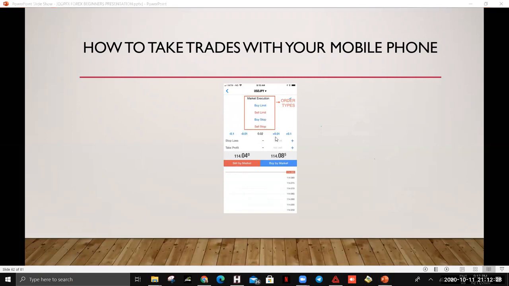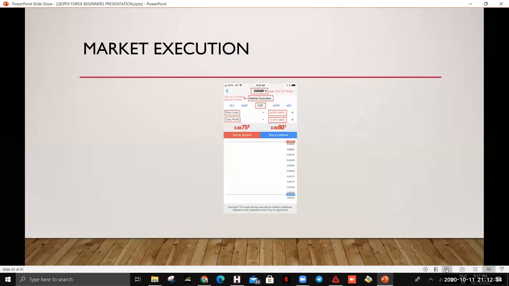Okay, now this is how your mobile interface looks. Now let's go to the next one. Now look at an instant execution. When you have an instant execution, you don't see limit order. All you need to place is your stop loss and your take profit. And you click sell by market or buy by market. You see how it works. Your instant execution, you click sell by market and buy by market.